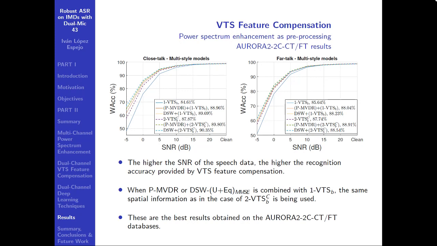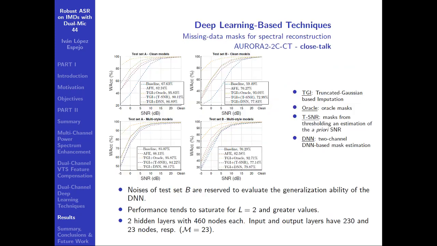This makes sense, as the same spatial properties of the clean speech and noise signals are being exploited by both our dual-channel power spectrum enhancement methods and dual-channel VTS feature compensation. We can highlight that these combination results are the best results obtained by us on the Aurora 2 CCT-FT databases. As our dual-channel deep learning methods specifically exploit the power level differences between the two channels of the device, only results for closed-talk conditions on the Aurora 2 CCT database will be presented from now on.